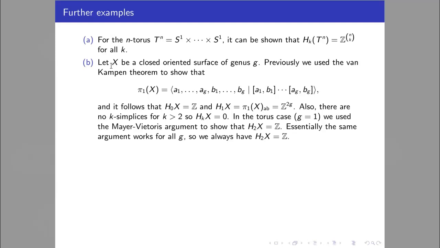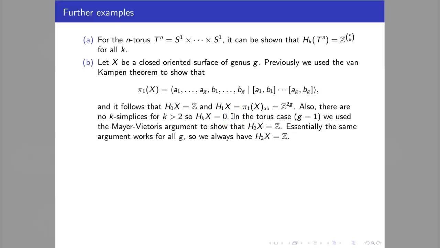Finally, let's look at the closed oriented surface of genus g. Here we calculated pi 1 of that before. Pi 1 has two g generators and one relation, which is a product of all these commutators. Because it's connected, H0 is just Z. And H1 is the abelianization of pi 1. So you've got two g generators, and this relation becomes trivial because all the commutators become trivial when you abelianize. So you just get a free abelian group on two g generators. So H1 of X is Z to the 2g.